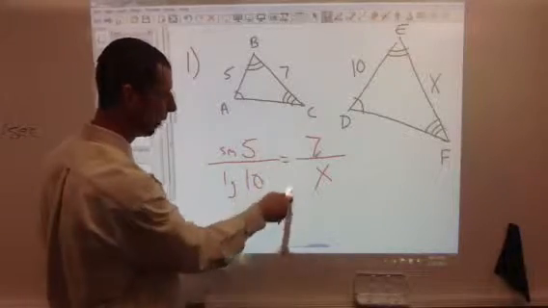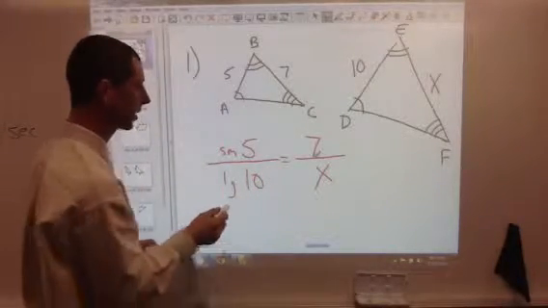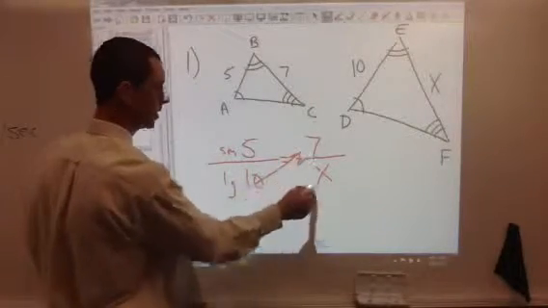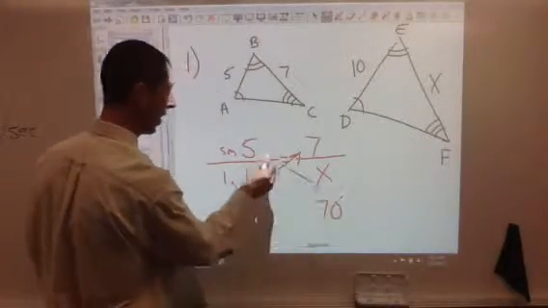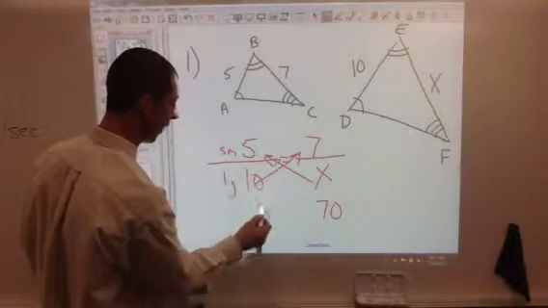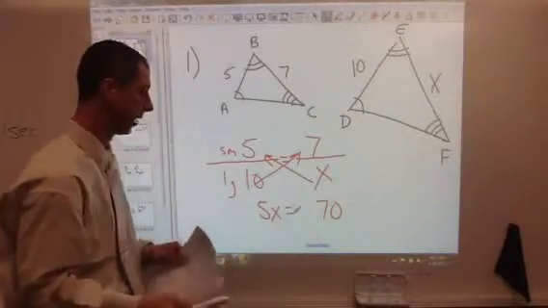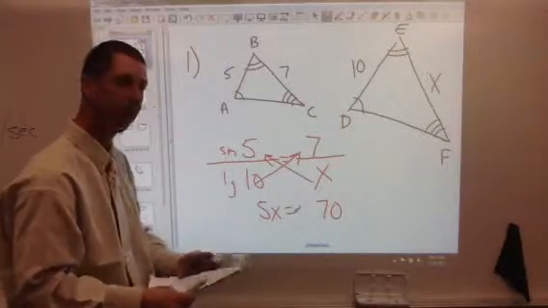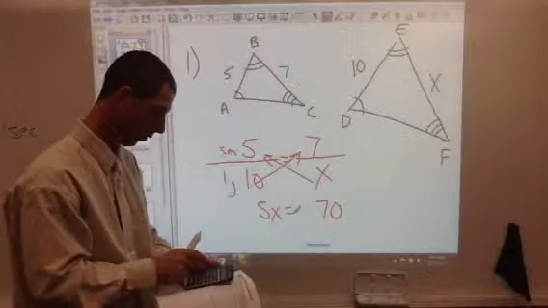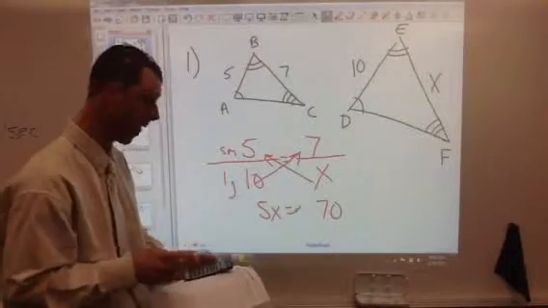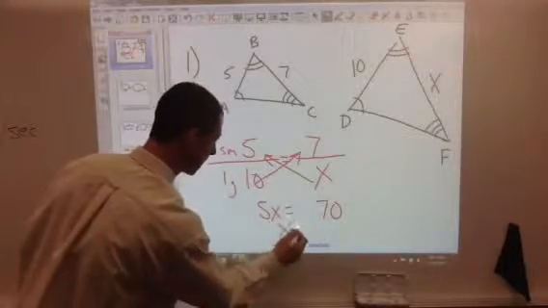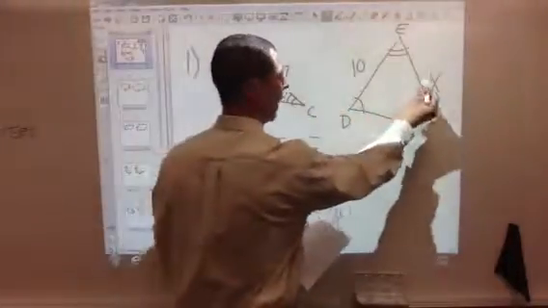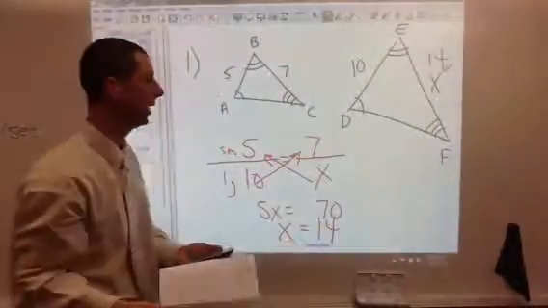I have 3 of the 4, so I can use cross products to solve it. I can go this way, 10 times 7, which would be 70. And I can cross here and get x times 5 is 5x. So 5x equals 70. Divide both sides by 5 and you'll have your answer. So we're going to end up with 70 divided by 5. You should get that x equals 14. So this side that we're asked to find here is actually 14.